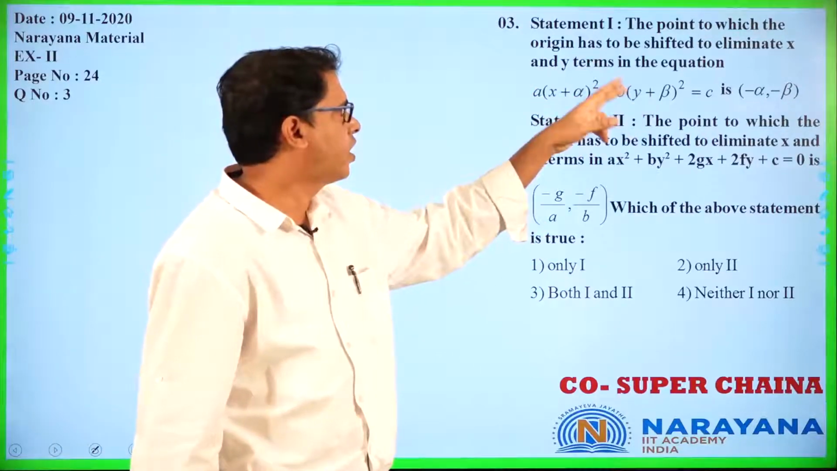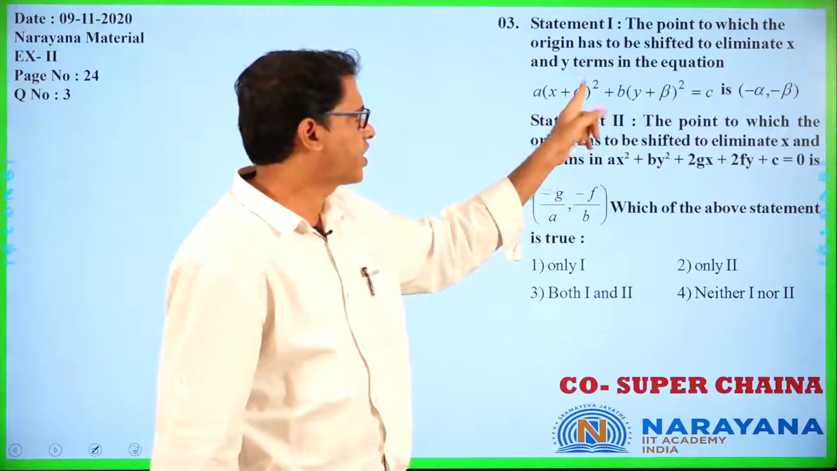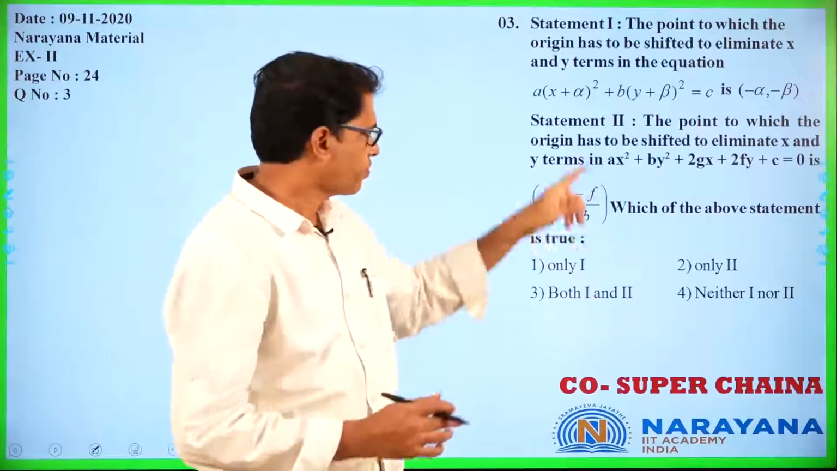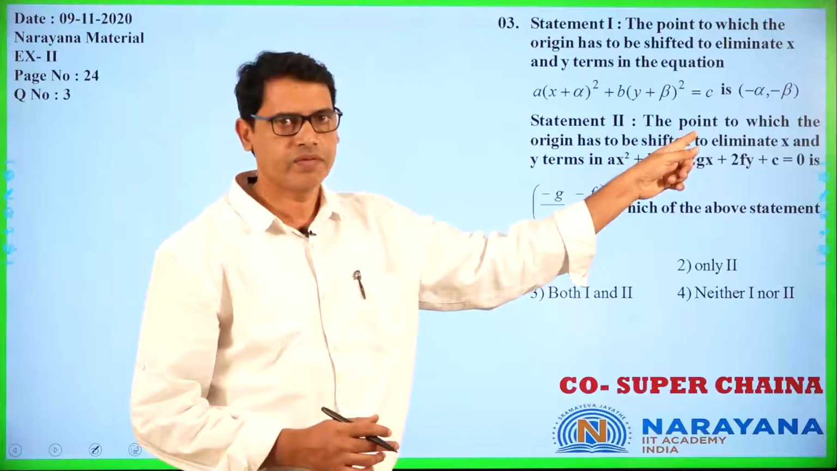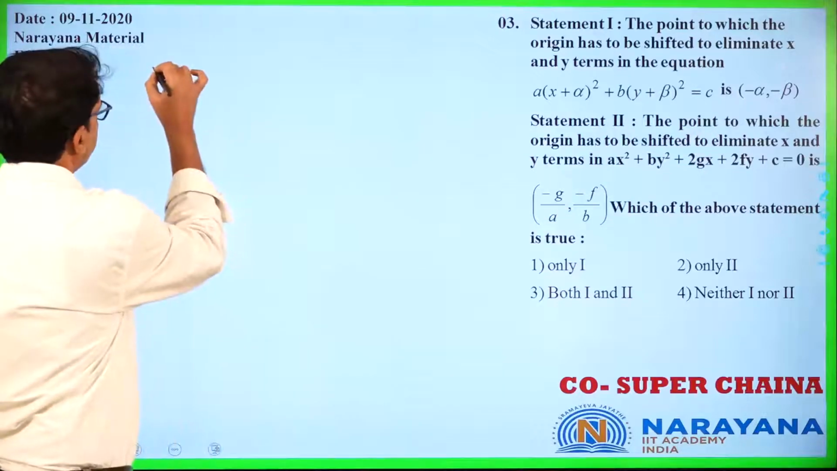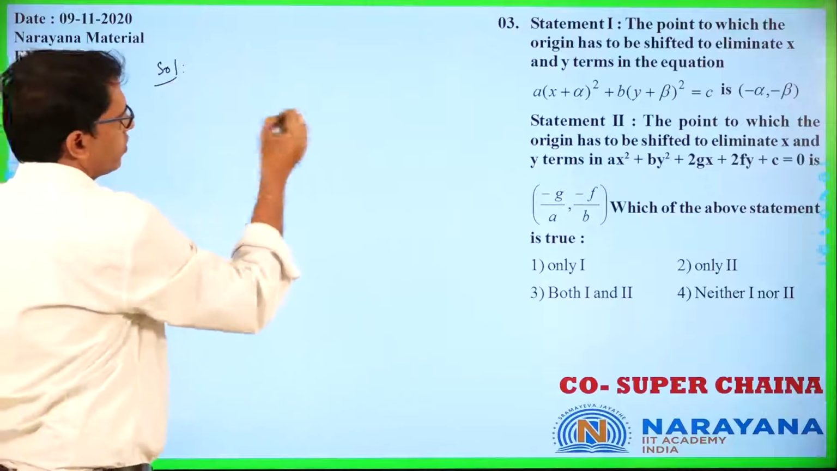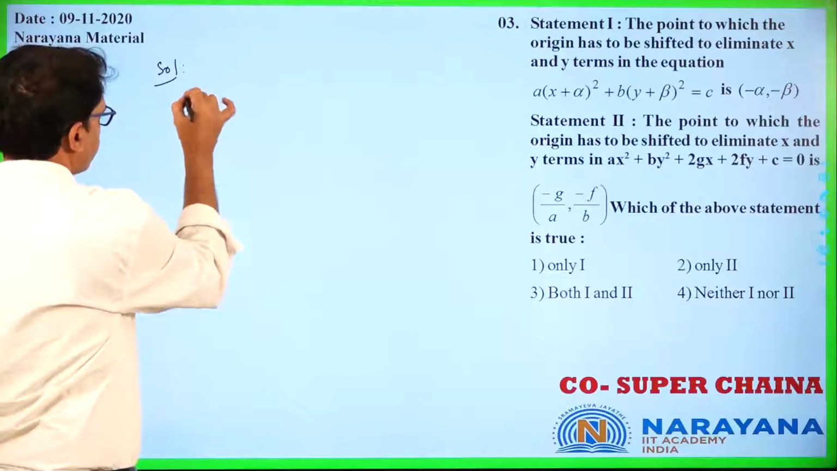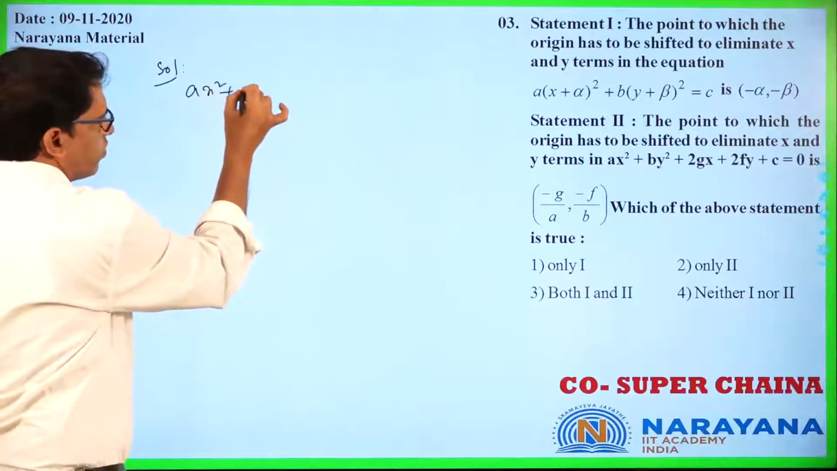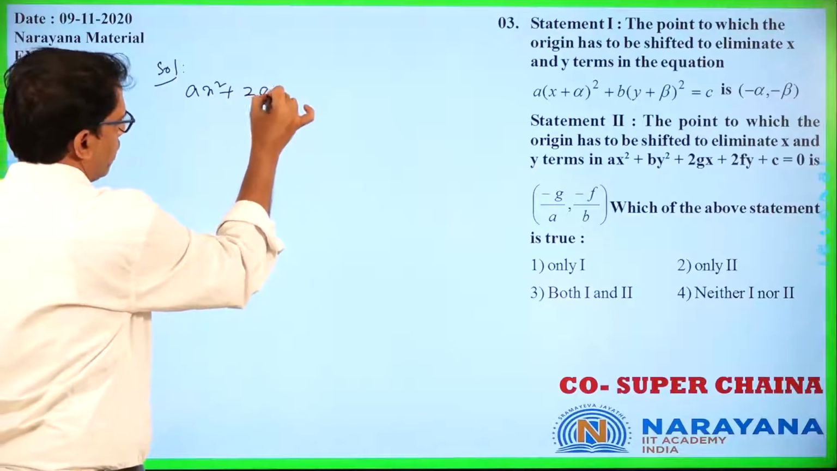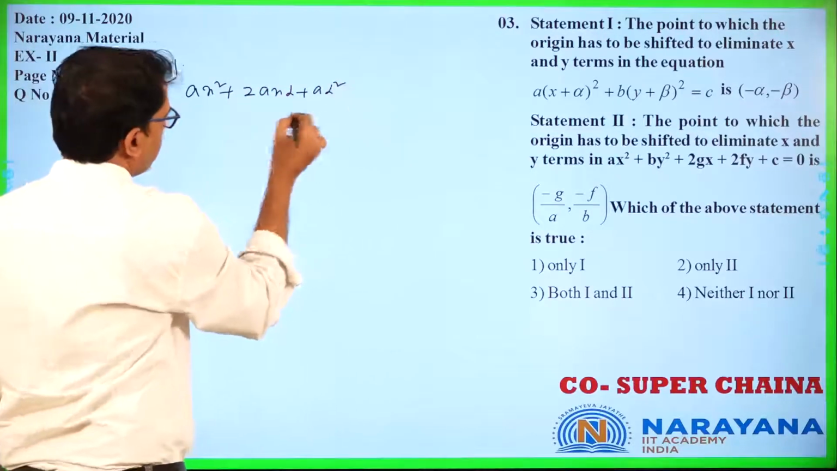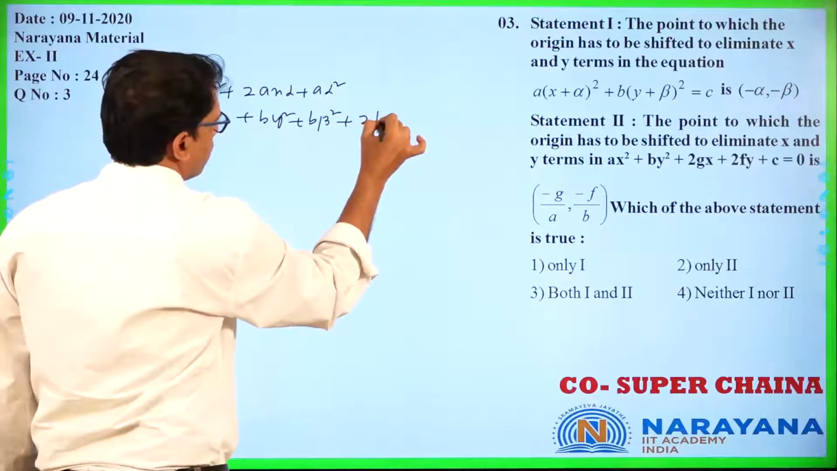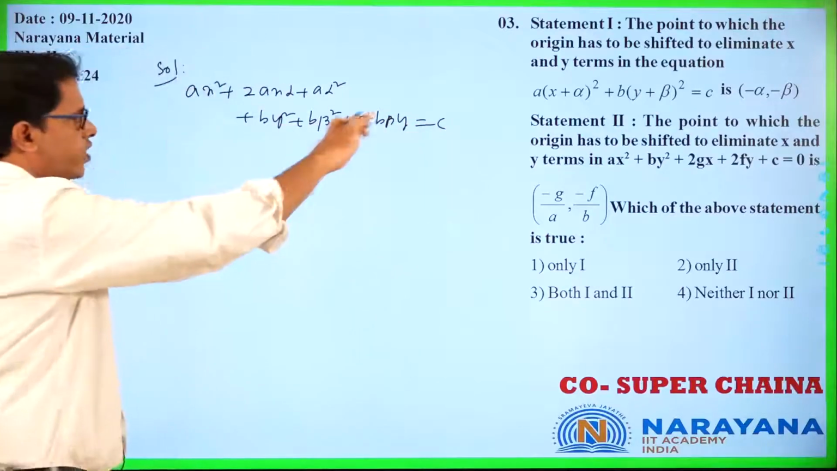The point to which the origin has to be shifted to eliminate the x term and y term is (−α, −β). This is right, because there is no xy term: (−g/a, −f/b). So expand ax² + 2axα + aα² + by² + bβ² + 2bβy = c. Here there is no xy term.